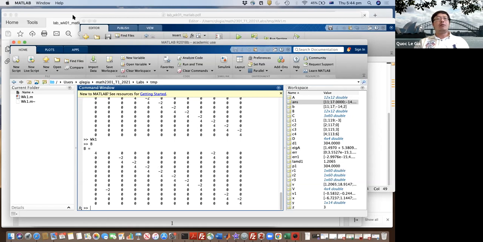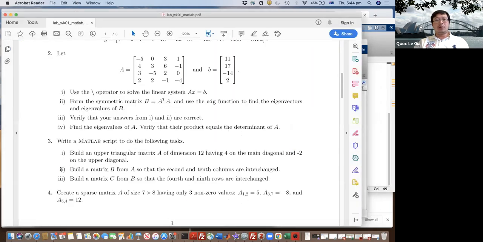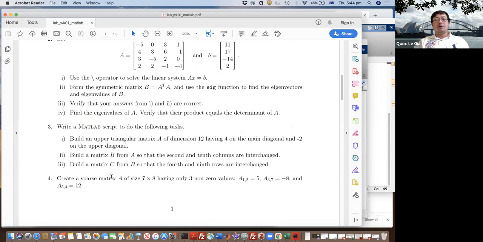So now can you do the next question? Somebody answer the next question. How do you do the matrix C? Can somebody just type in the commands and I put them in MATLAB to see whether it's correct? Are you still there? Can somebody type in the commands?